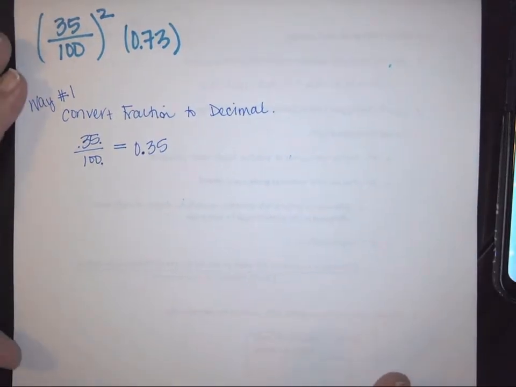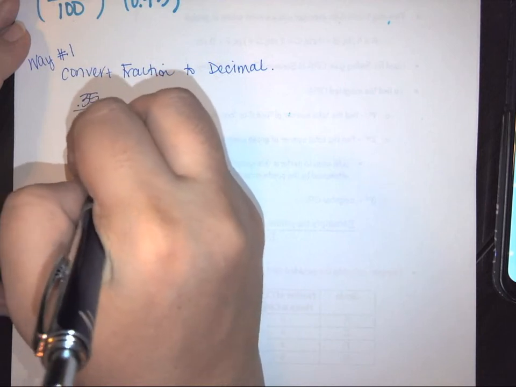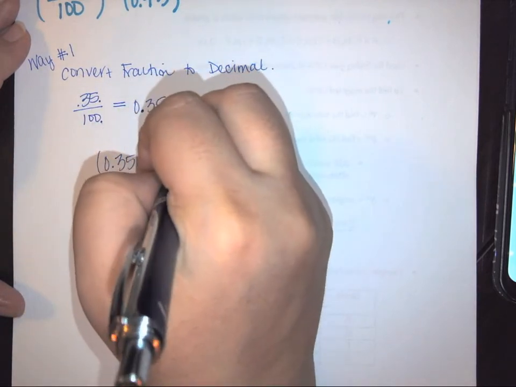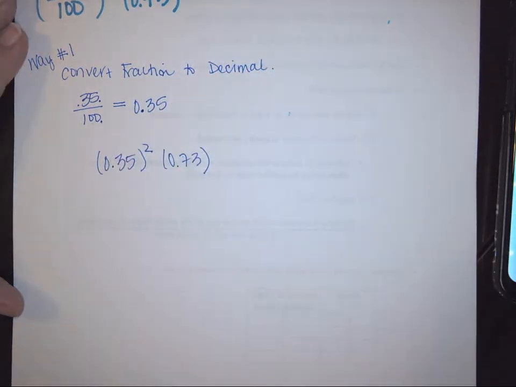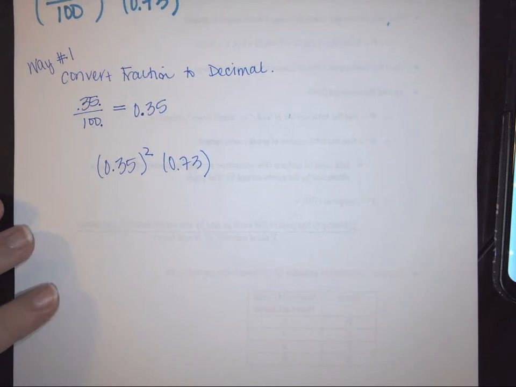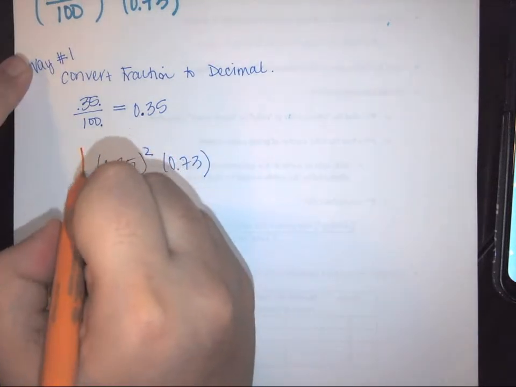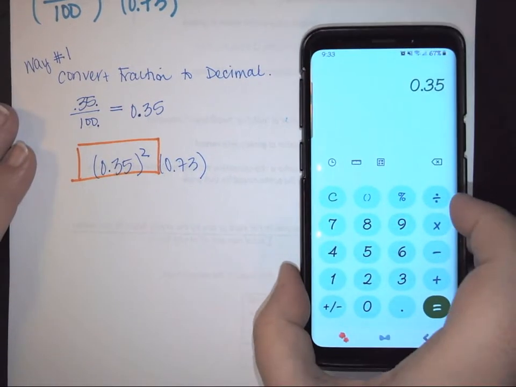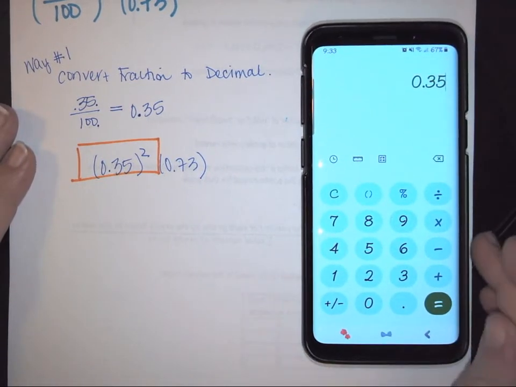So the first way would be to convert that to a decimal. So then that gives us 0.35 squared times 0.73. And at this point, we still need to work our order of operations. So that says we have to do my exponent first. So you're going to take your 0.35 and you're going to square it.